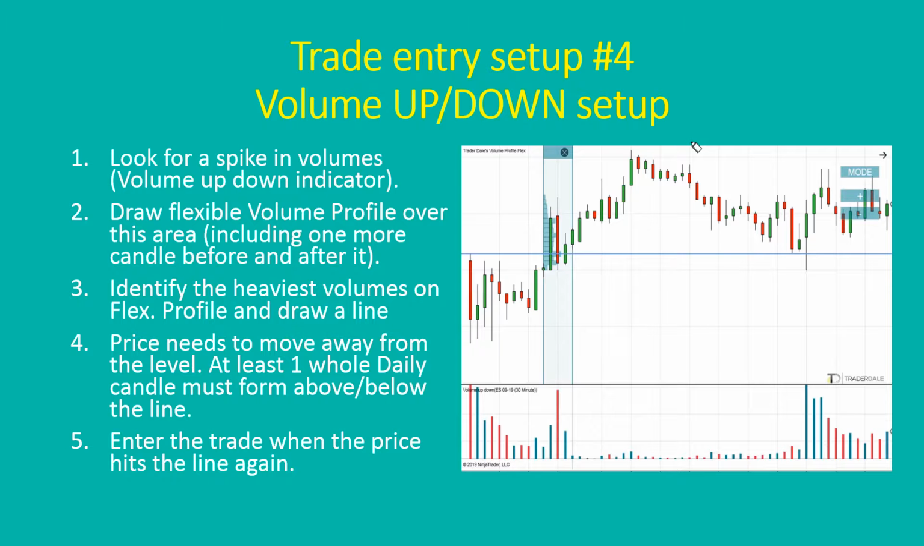All right, so let's do a little recap of the rules of this setup. First, you look for a spike in volumes on the volume up-down indicator.